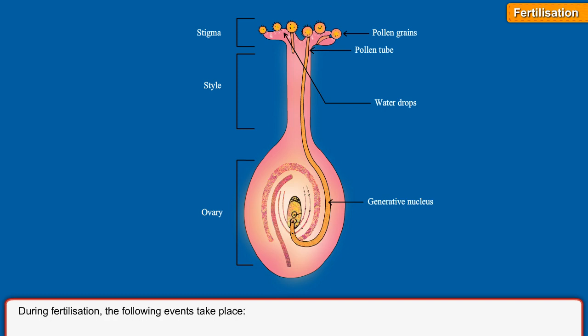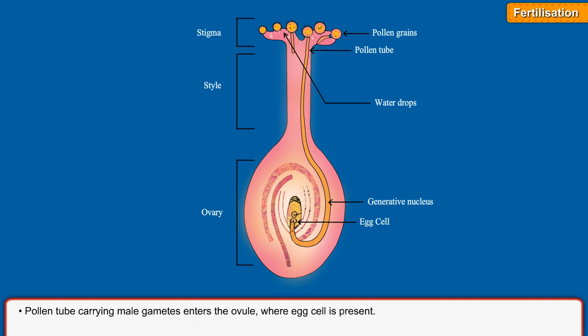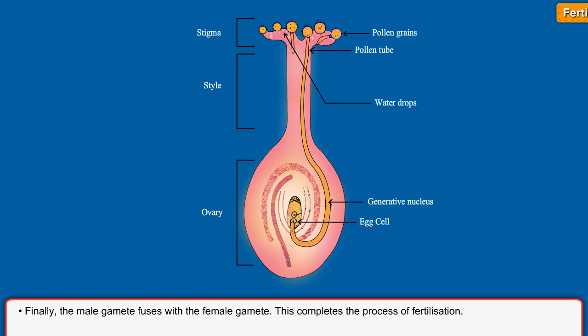During fertilization, the following events take place. Pollen grains germinate on the stigma and pollen tubes develop. The pollen tubes grow downwards into the style. The pollen tubes are the carriers of male gametes. The pollen tube carrying male gametes enters the ovule, where the egg cell is present. Finally, the male gamete fuses with the female gamete. This completes the process of fertilization.